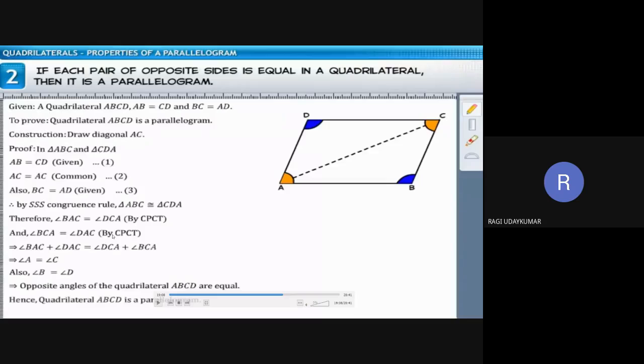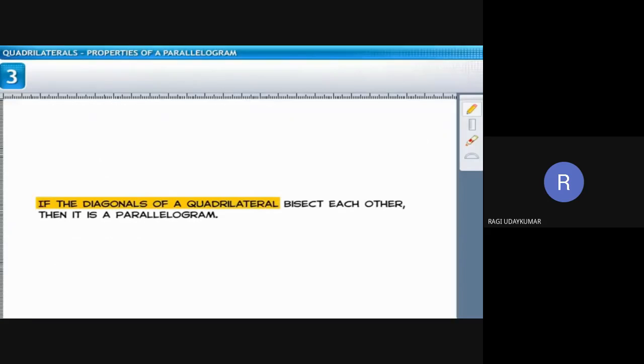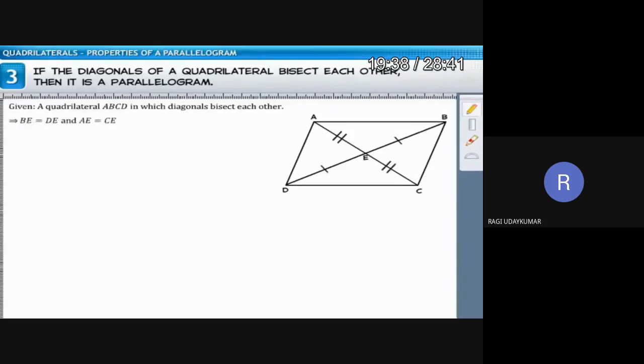In the second theorem, make a small change. Here write AB parallel to CD, and here BC parallel to AD. So opposite sides are parallel, which is nothing but a parallelogram. That's all. Okay, the next one: diagonals of a quadrilateral bisect each other. Diagonals bisect means one diagonal bisects the other diagonal. To prove this you need to use SAS.